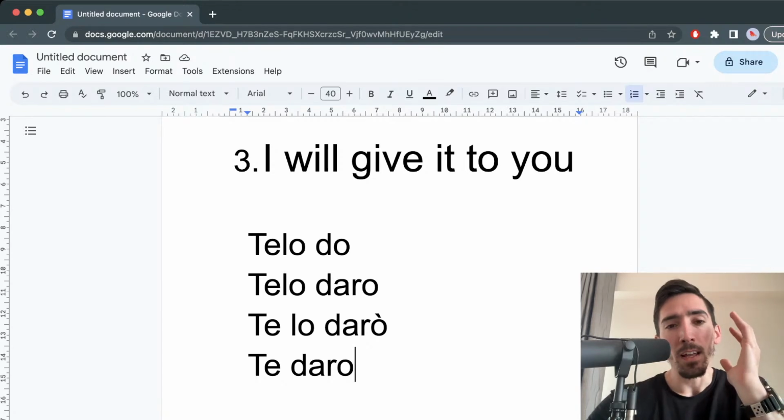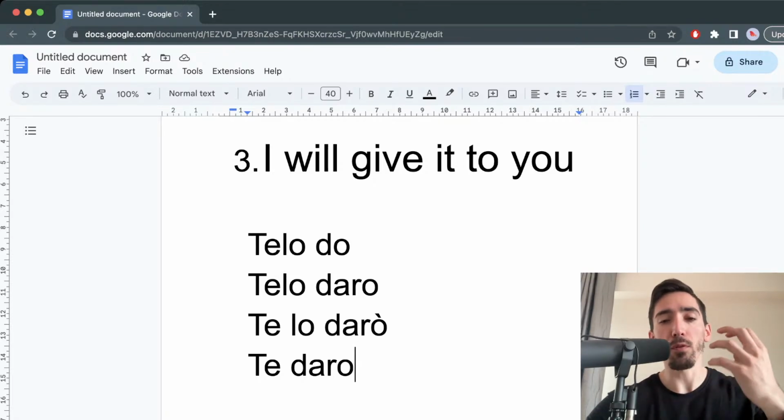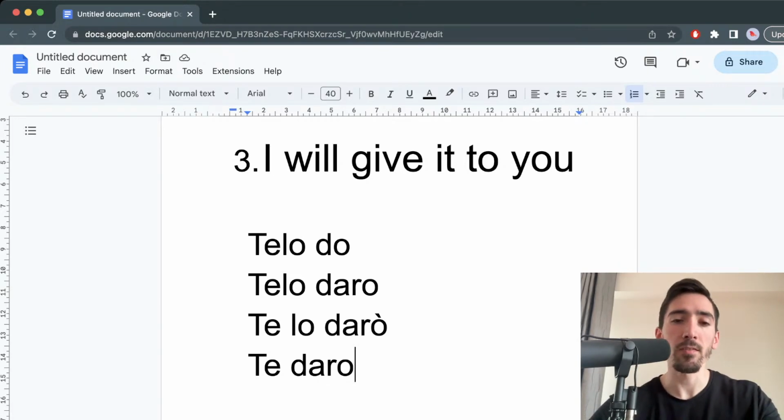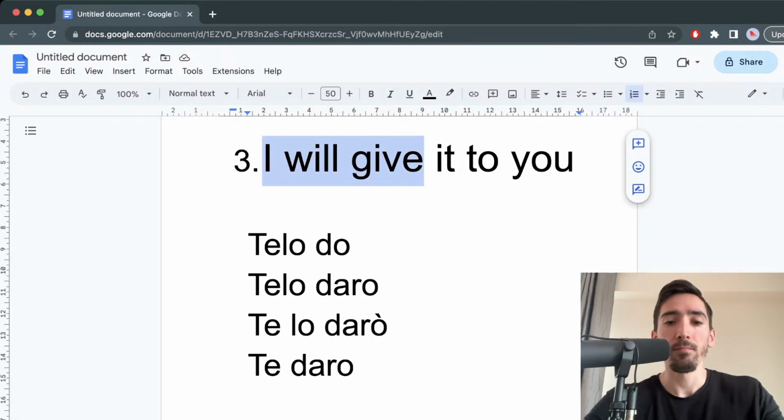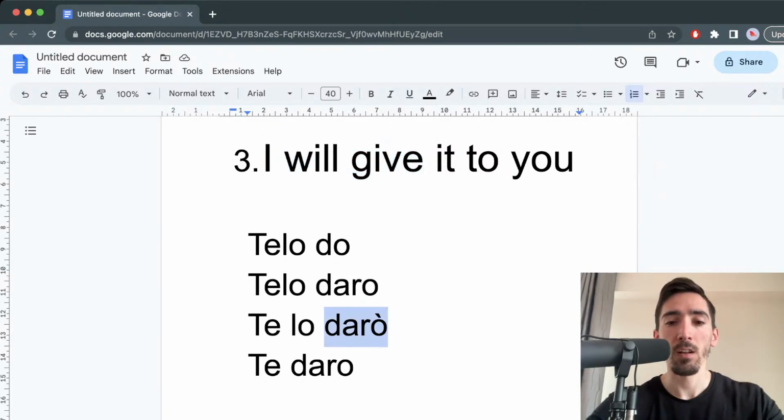So first of all, the idea behind the sentence is to make sure that we understand how to use pronouns in Italian. So that's the idea behind the sentence. So in the context of this live session, we're talking about tenses. So tenses and pronouns have nothing in common. So let's talk about the tense first, because it's easy, so we get it out of the way. I will give. I will give is future simple, first person, singular. Darò. Darò. This is how it's written.